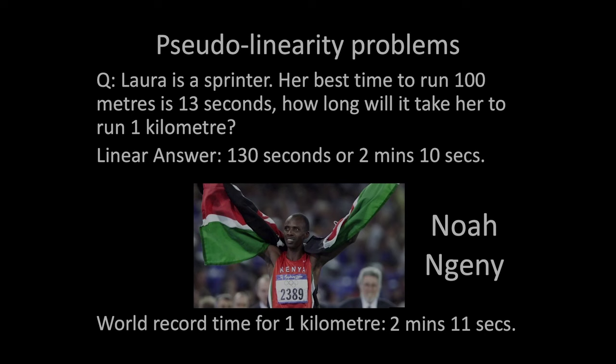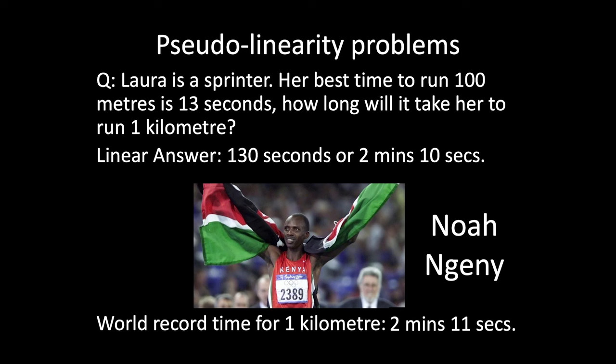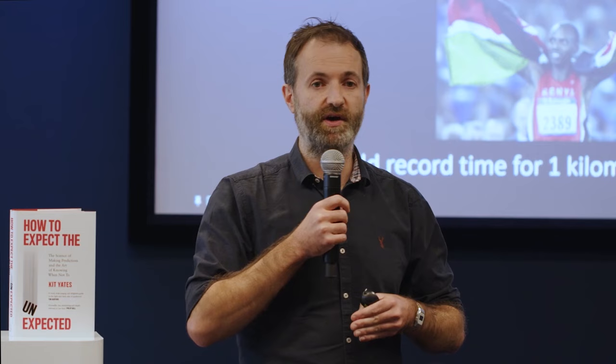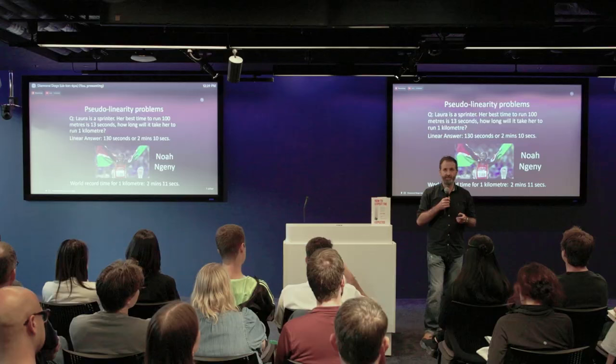But this guy would probably argue with that. This guy's called Noah Ngeni. He is the world record holder for the kilometer. His best time to do a kilometer is 2 minutes and 11 seconds. So by arguing that Laura can do a kilometer in 2 minutes and 10 seconds, we're forgetting, of course, that no one can sustain their best 100 meter pace over the course of a whole kilometer. We're arguing linearly, but actually, we shouldn't be. We should be thinking that actually this is a non-linear relationship. The distance that you cover doesn't scale linearly with the time that you can cover your 100 meters. Okay, so that's a type of pseudo-linearity question.